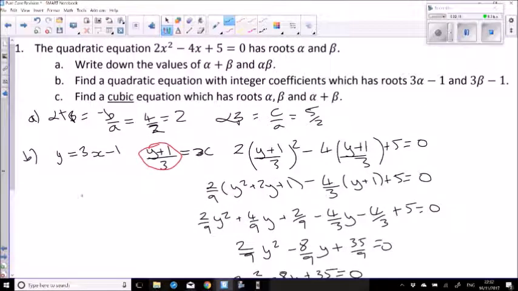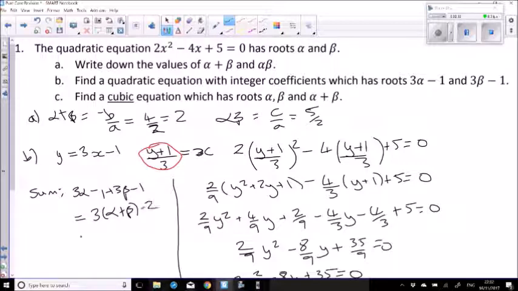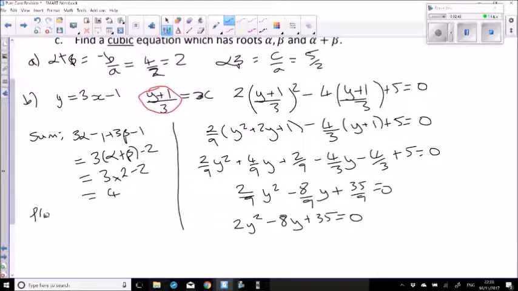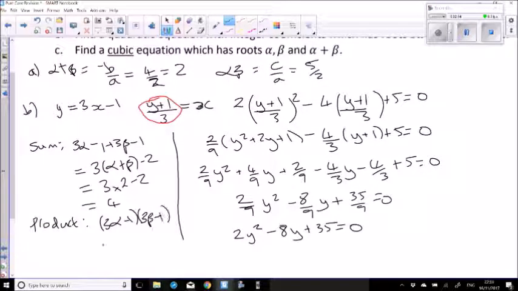The alternative here is, instead of doing that, you could find the sum of the new roots, which is going to be the same as 3 times alpha plus beta minus 2. So that's 3 times 2 minus 2, which is 4. And then you could find the product of the new roots. So that's 3 at 9.